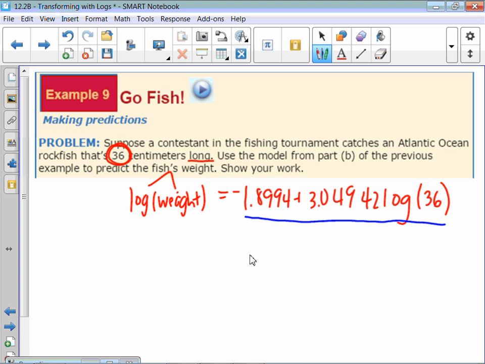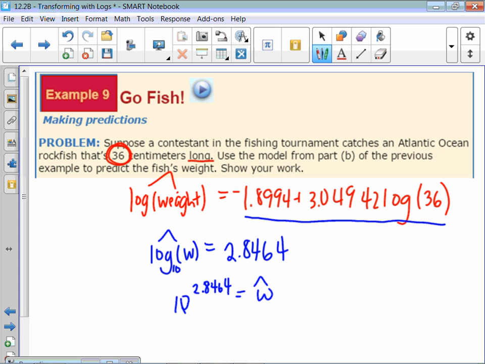Okay, so I still have the log on the other side. So log of, and I'm just going to put W, equals 2.8464. In case you forgot how to get rid of logs, there's really a base of 10 that you don't see, and I'm going to put it in exponential form by looping it, and that gets rid of the log here. So it's 10 to this power, 2.8464, equals the predicted weight.